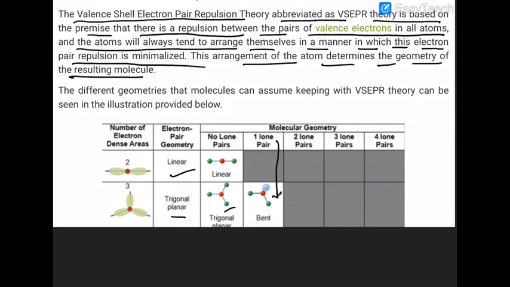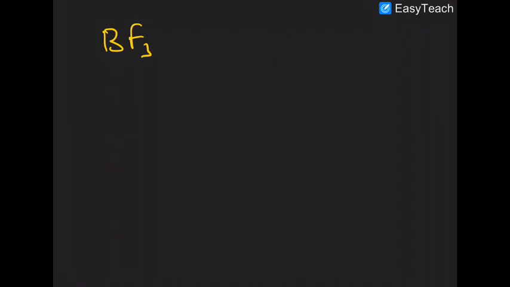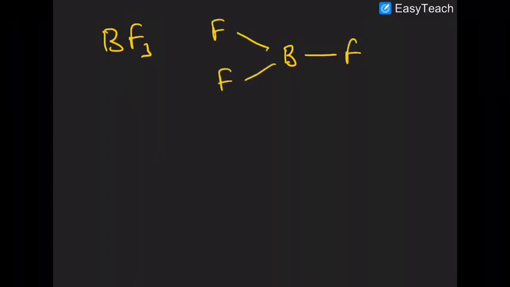Presence of one lone pair in sp2 will cause what? The perfect geometry is trigonal planar, but the presence of one lone pair will make it bent. Remember that. I can give you one example. In case of BF3, what can you see? There is no lone pair present on the central atom, so it is perfect sp2. What is it? Trigonal planar.